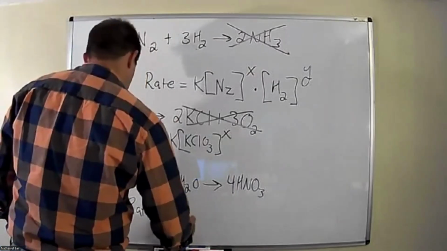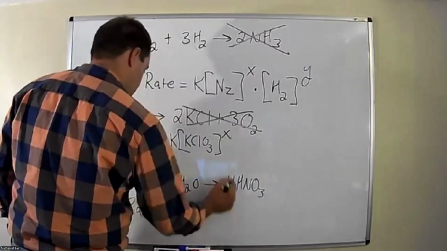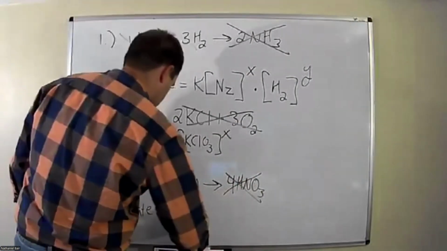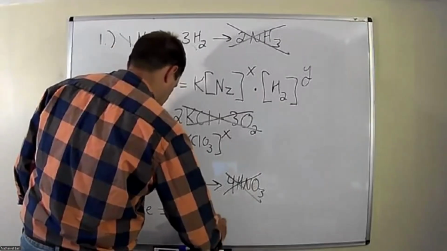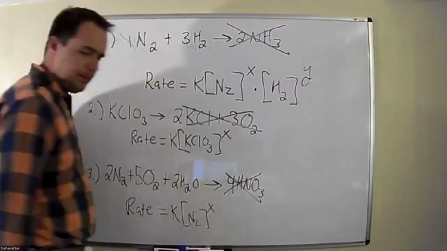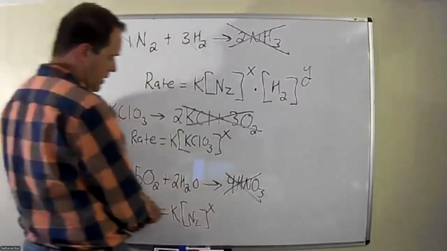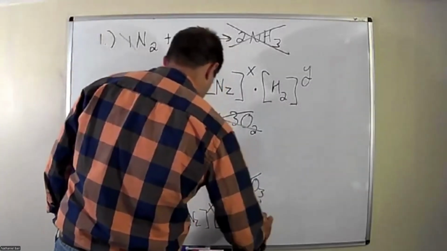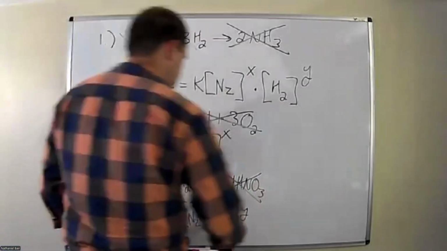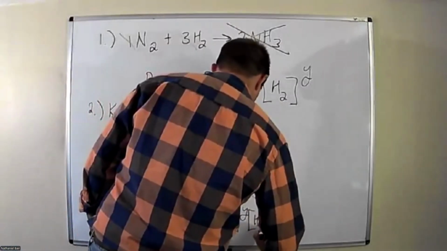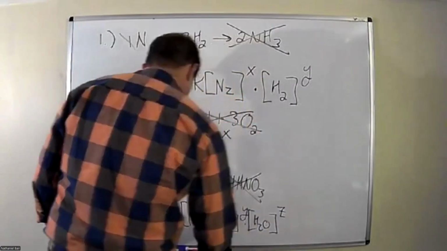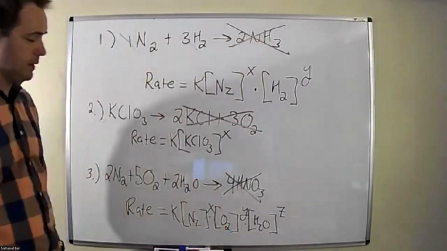Then next up, it's going to be rate equals the rate constant K. Again, products don't go in. We're going to have three things this time. That's going to be the concentration of N2 to the X power. That's my first one. Next up is the concentration of O2 to the Y power. And then the last one is the concentration of H2O to the Z power. And you can put little time signs in there if you want.